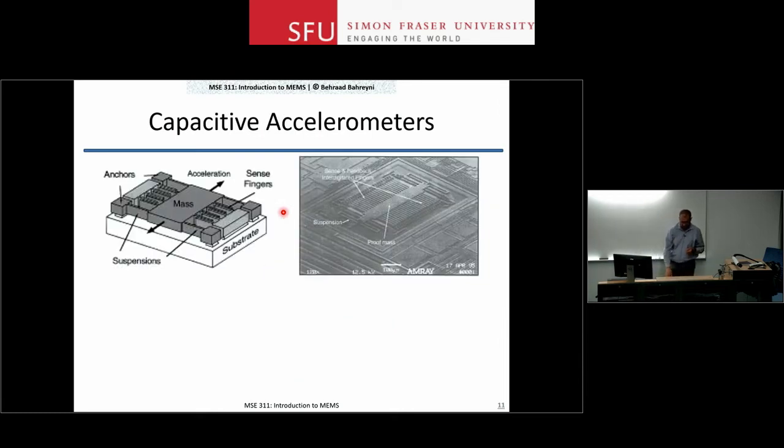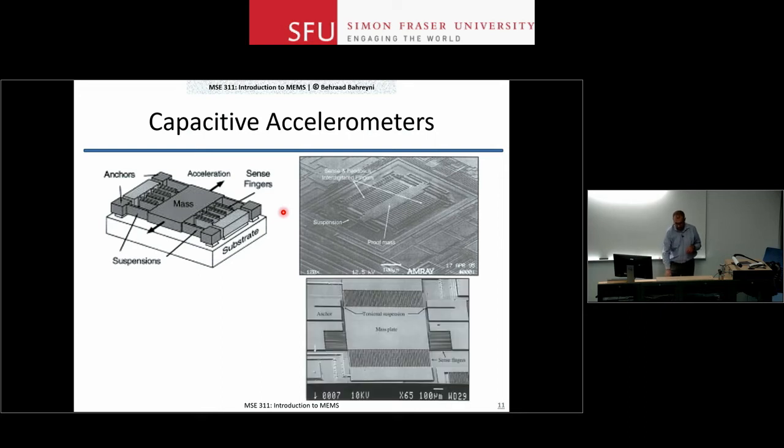So here is an example. This is a high-performance accelerometer on the left. On the right, it's an early accelerometer developed in the early 90s, once people figured out how to do surface micromachining. This one on the bottom right is a torsional one, so you have interdigitated comb fingers, but the proof mass can actually tilt in and out of plane.